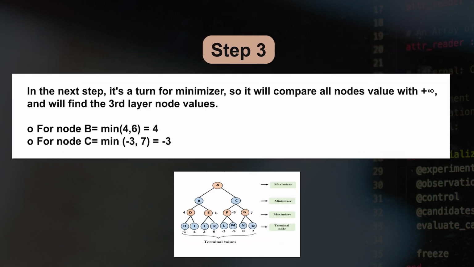Step 3. In the next step, it's the turn for minimizer. So it will compare all node values with positive infinity and will find the third layer node values. For node B, min(4, 6) means 4. For node C, min is compared between -3 and 7, so we will get the minimum value -3. You can see this value is updated in the diagram. So we have B is equal to 4 and C is equal to -3.